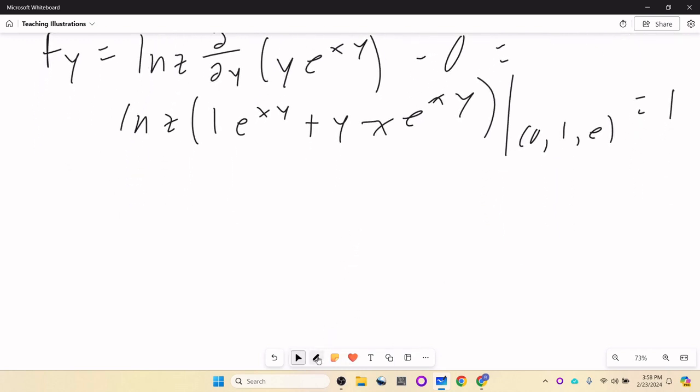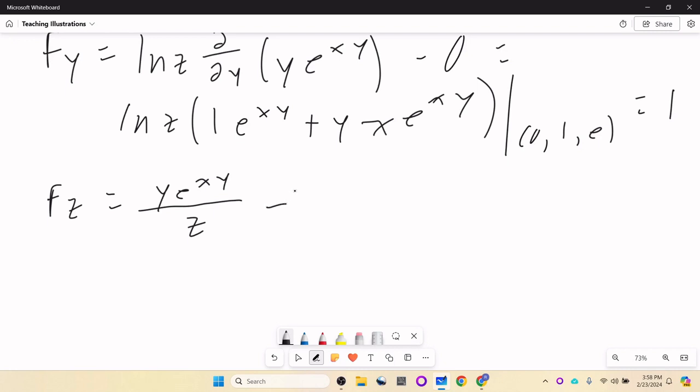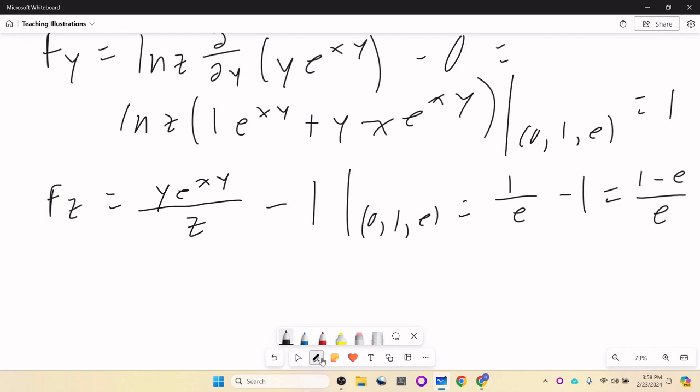And then fz would be y e to the xy is all a constant, and derivative of ln of z with respect to z would be 1 over z minus z, so its derivative is 1. Plug in 0, 1, e here. We will get 1 over e minus 1. Or if you prefer, 1 minus e over e.